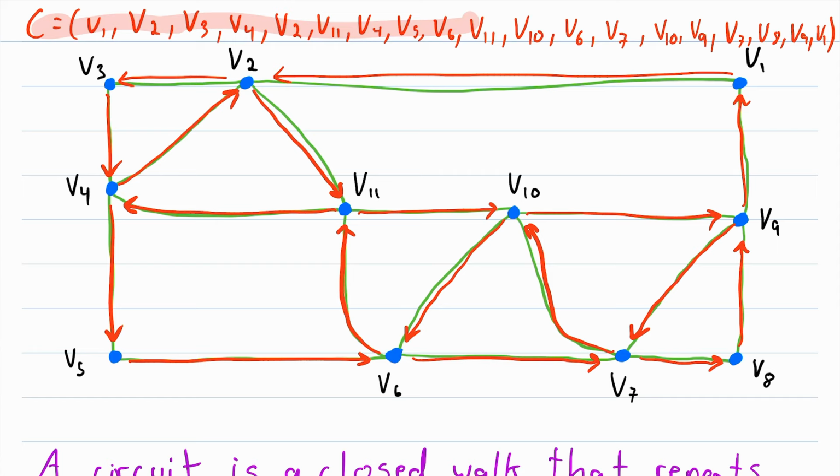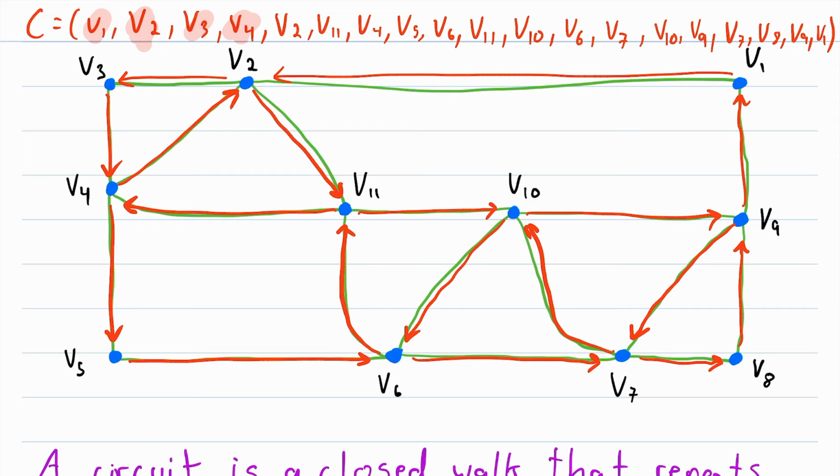Alright, there we go. You can see it's not too pretty. There are a lot of vertices in this Eulerian circuit. But that is a perfectly fine way to describe the Eulerian circuit that we drew in this graph. We go from V1 to V2 to V3 to V4 to V2, and so on.